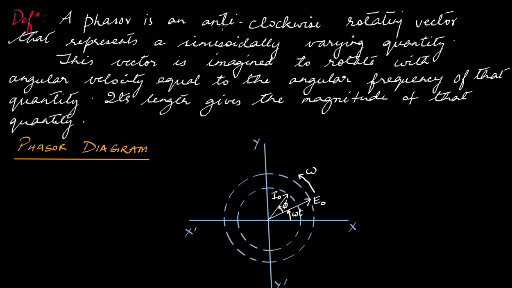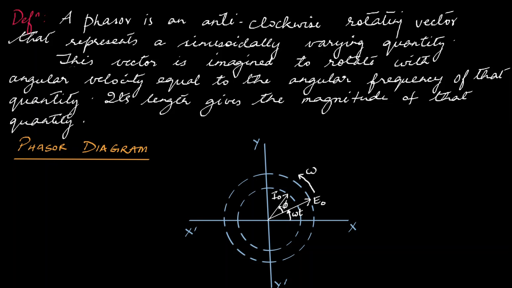A phasor is an anti-clockwise rotating vector. Basically, it is a vector rotating anti-clockwise that represents a sinusoidally varying quantity. Now we have seen that in this chapter, the alternating current and alternating EMF are sinusoidal in nature. What do I mean when I say sinusoidal in nature?